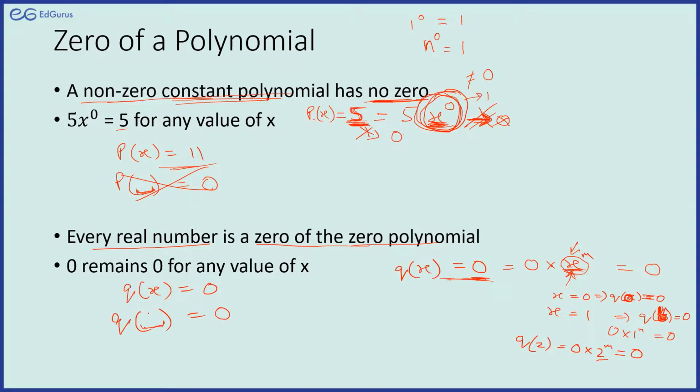Any value, right? I can write q of 1. q of 1 is also 0. There is nothing to substitute in x. q of 2, that is also 0. q of 3, that is also 0. Whatever x value you take, there is nothing to substitute here. It remains 0. So all the real numbers are zeros of this polynomial, while no number is the zero of this polynomial.